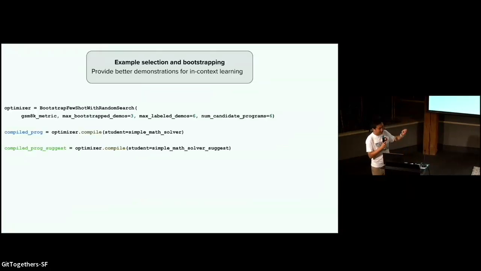Now I want to talk a little bit about example selection and bootstrapping. This is also very simple. You just use your existing DSPy optimizer, and you call the DSPy optimizer or compiler on the program with assertions, and it just works, because it naturally works.